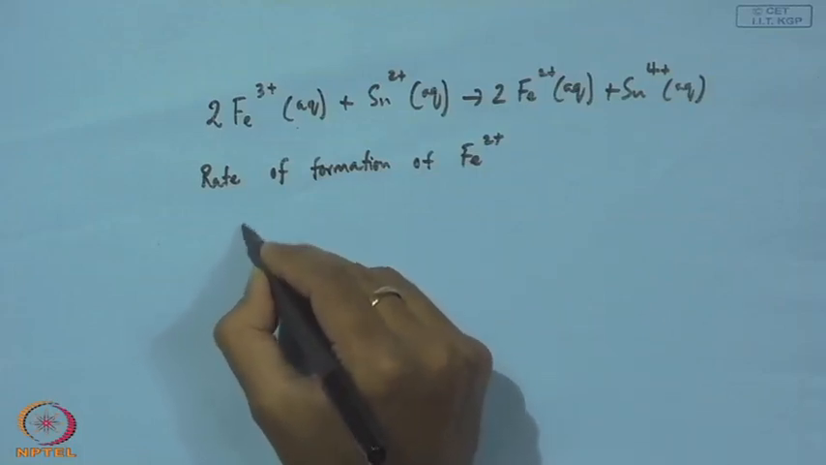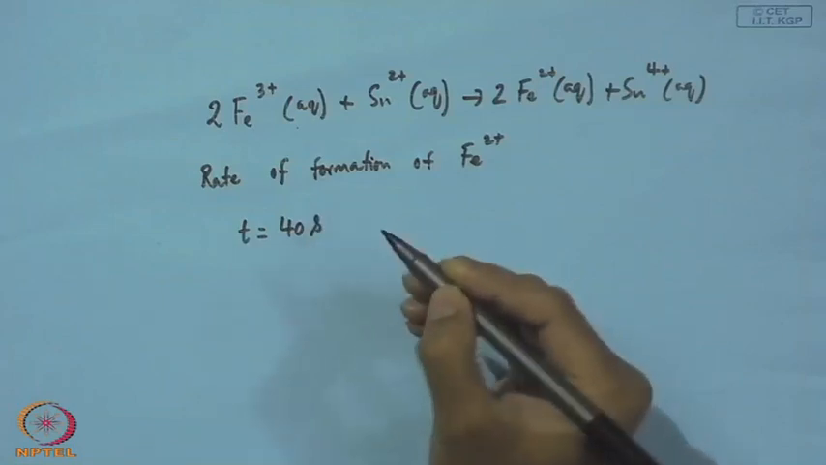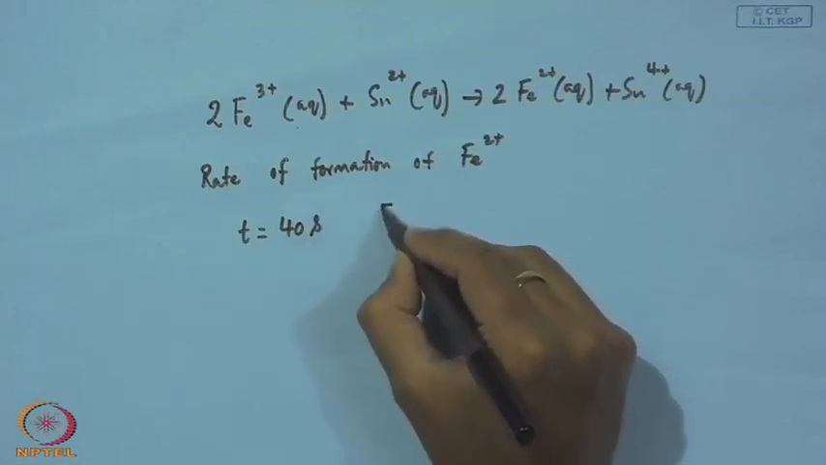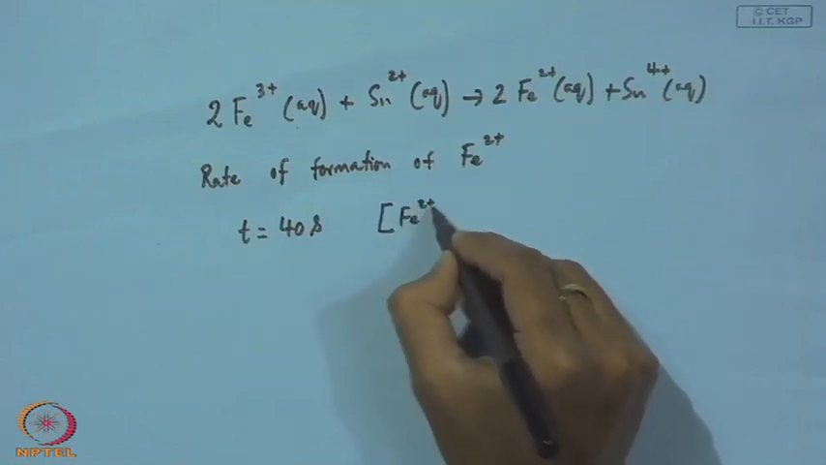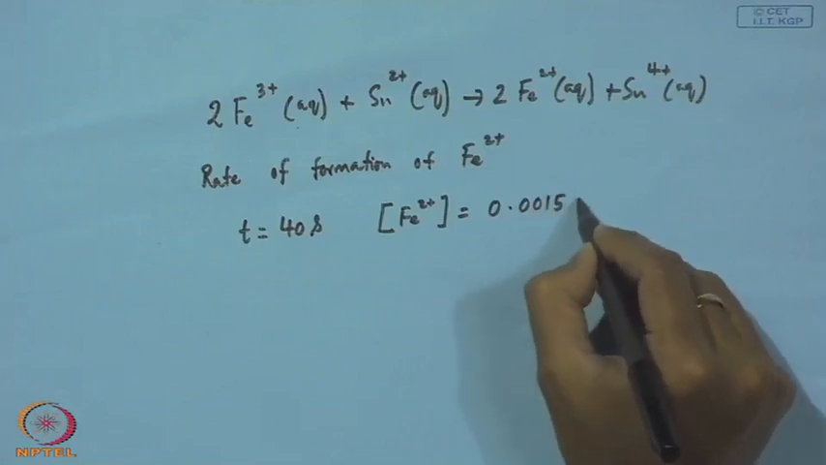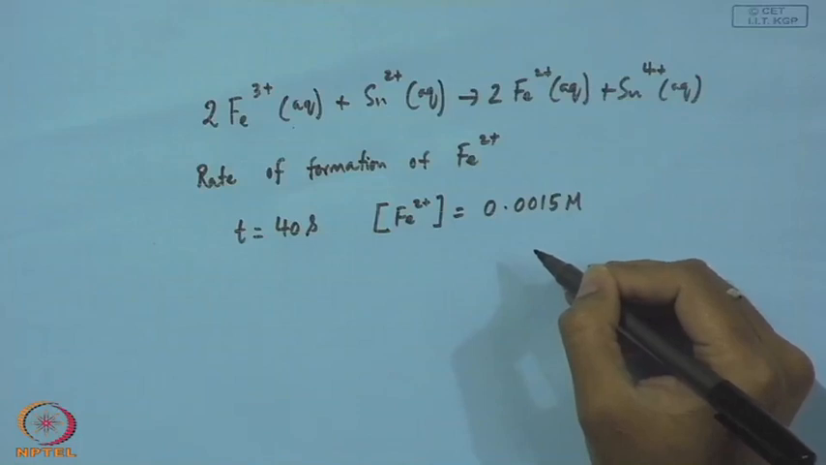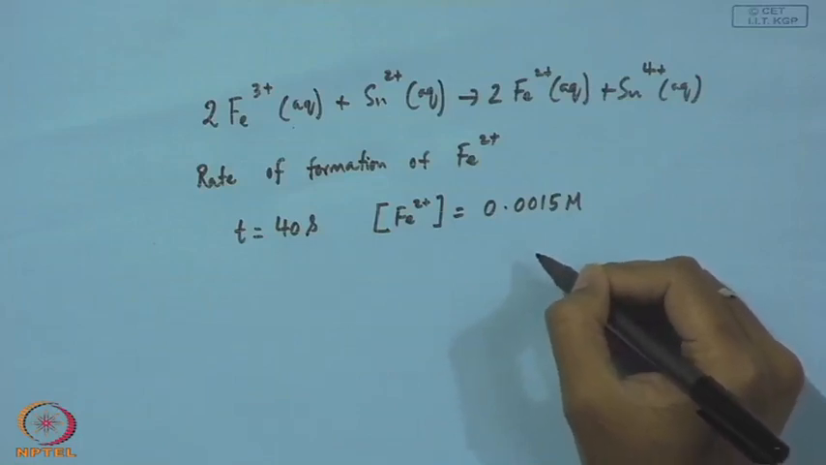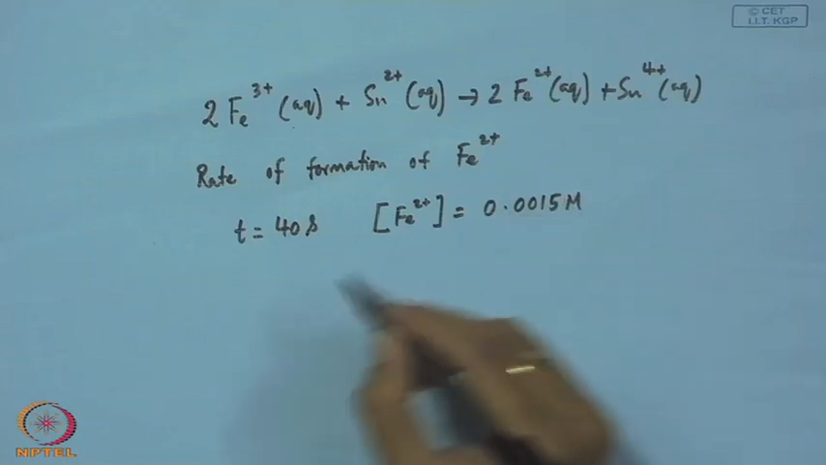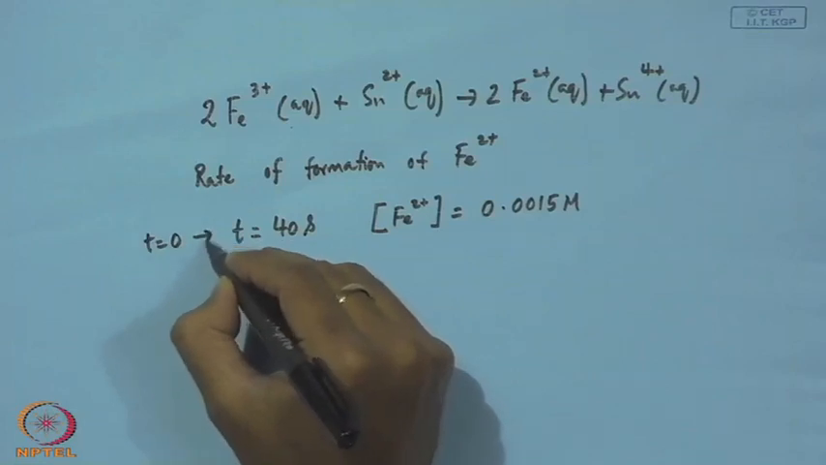So, we need some time information. Let us put t is equal to 40 seconds, and say the concentration of Fe2+ is equal to 0.0015 molar. We can measure the concentration by various means, maybe spectrophotometrically or some other analytic method, from t is equal to 0 to t is equal to 40.